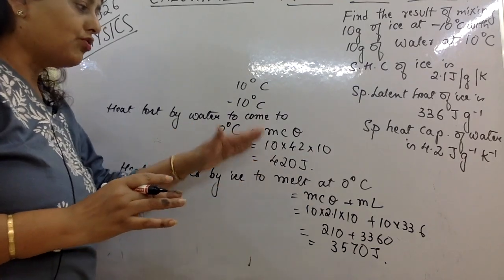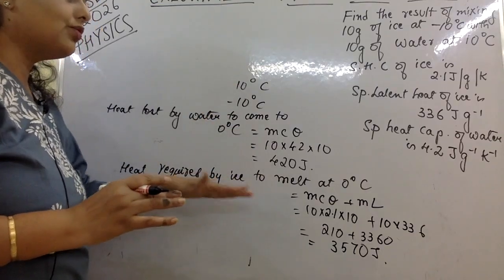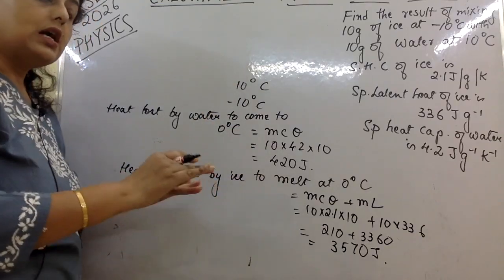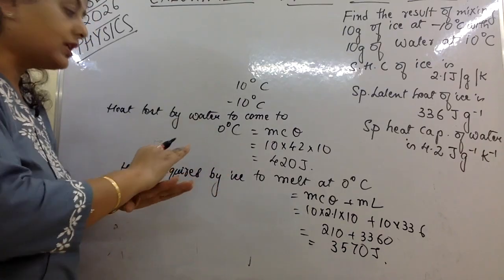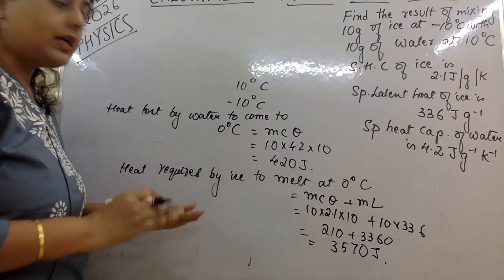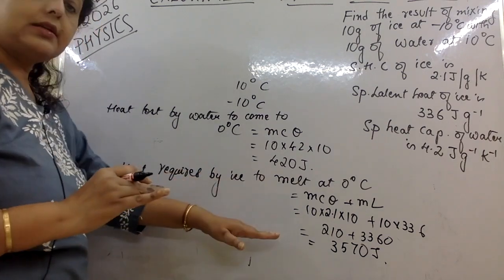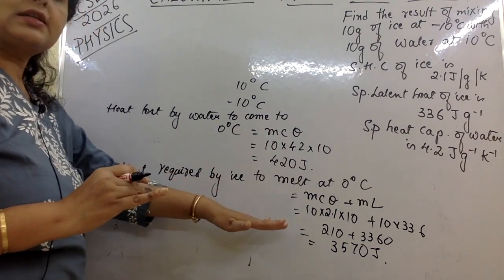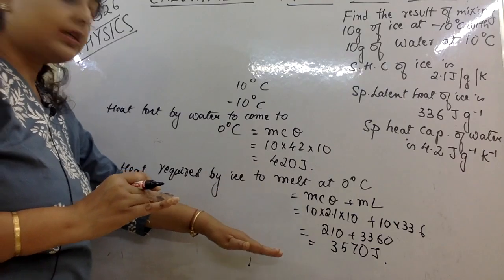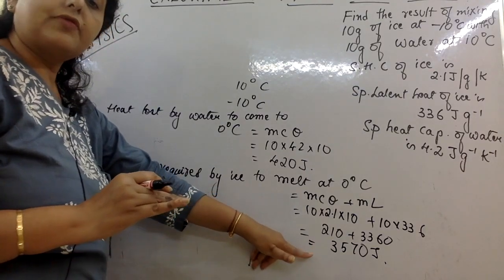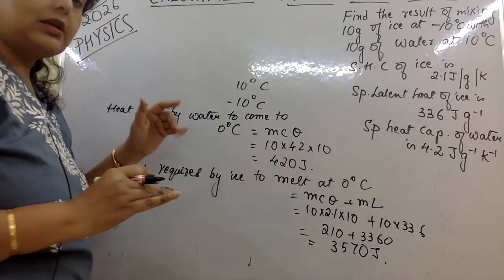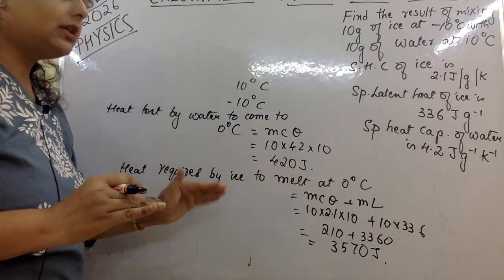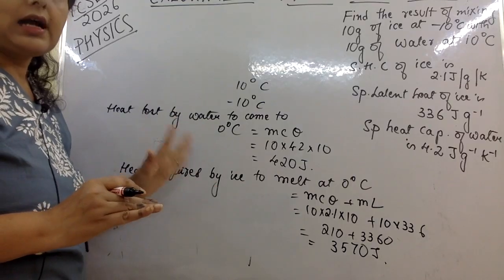The ice is only to melt and be at 0 degree. We are not even thinking of this ice becoming water and then coming to 5 degrees or something, nothing like that is happening. The only thing is, it is coming till water and remaining at 0 degree. This is the amount of heat required, which is a very big amount. So the warm water cannot definitely melt all the ice.